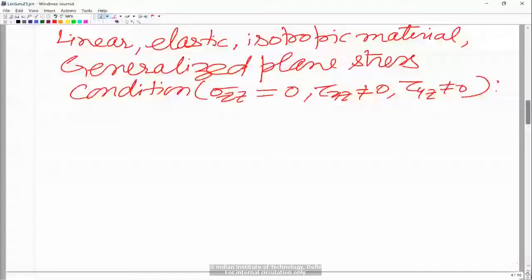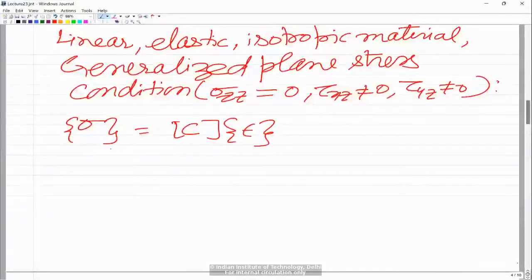I am going to write the relationship as sigma is equal to C into epsilon. Sigma is a 5 by 1 vector, C would be a 5 by 5 matrix, and epsilon is going to be a 5 by 1 vector. Of course, in 3D we have seen that C was a 6 by 6 matrix because we had all the stresses and strains non-zero and independent. But here we have only 5 non-zero stresses. Sigma zz is 0, and only 5 independent strains. Epsilon zz can be written in terms of the others. That is why we have this 5 by 5 constitutive matrix.